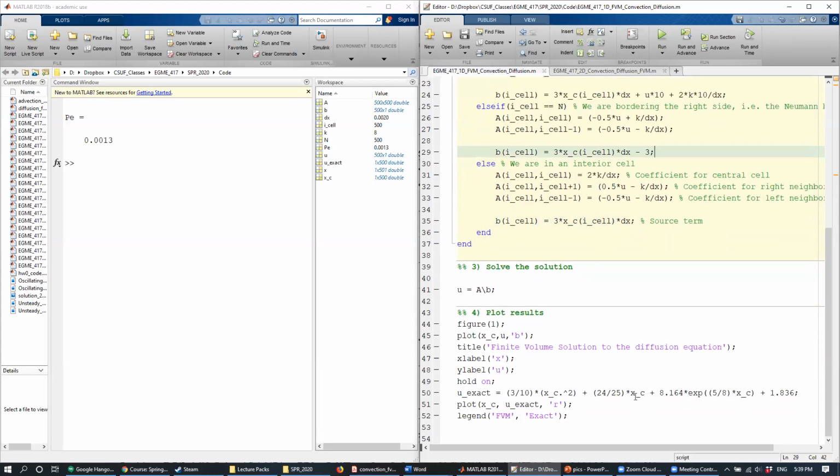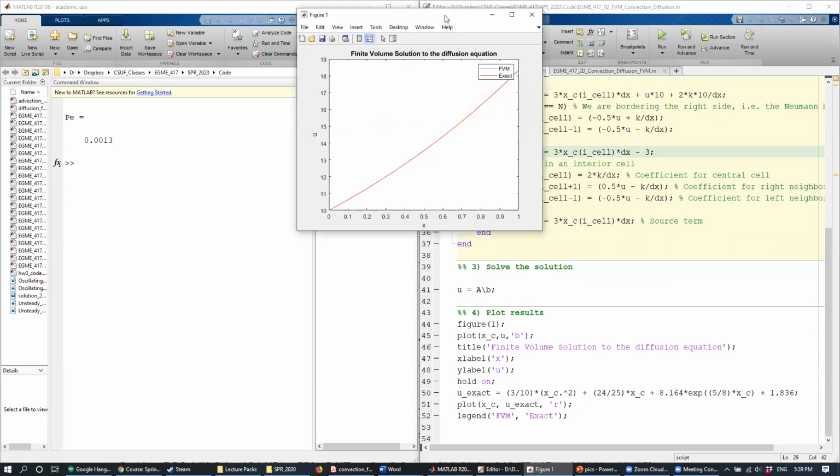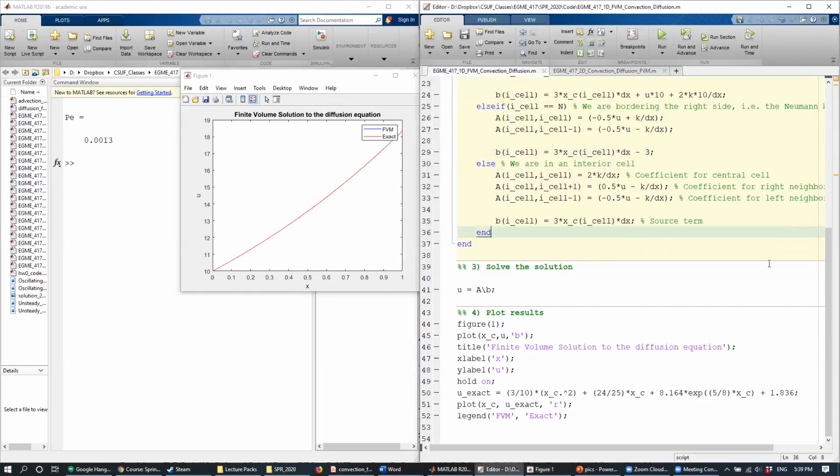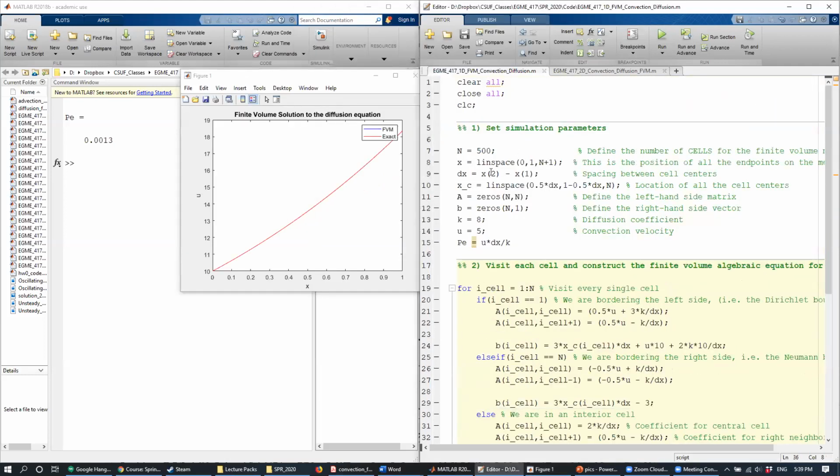In this case, since it's a 1D problem, I've included the exact solution here. So let's go ahead and run it. Okay. And you can see that in this case, I made it a pretty hefty simulation. I made it 500 cells. So in that case, the solutions are pretty much on top of each other. You can't see the blue curve, but there's a blue curve underneath this red one, which shows that the two methods show the same solution. Okay. All right, any questions on this?